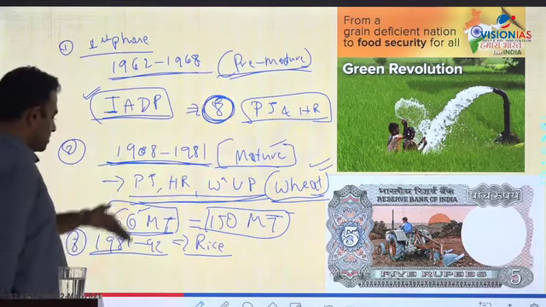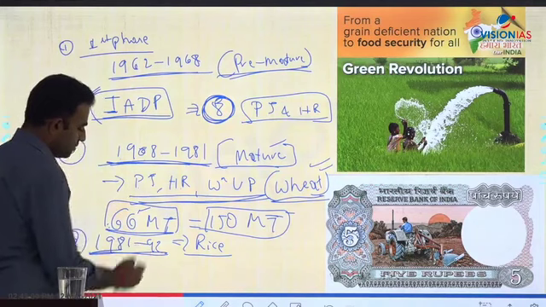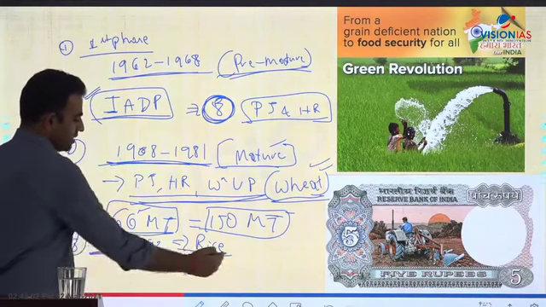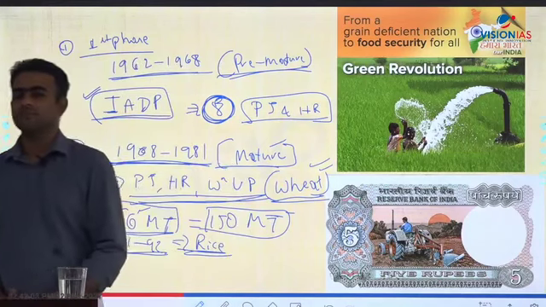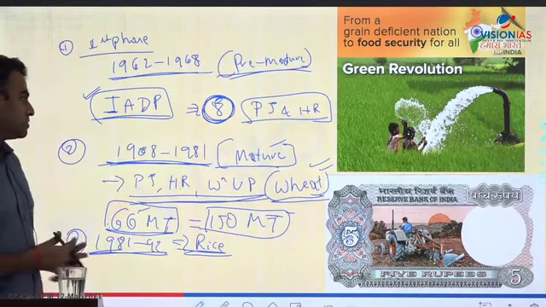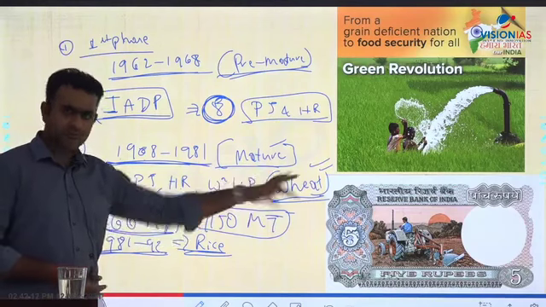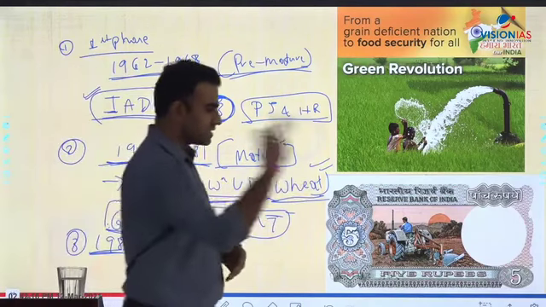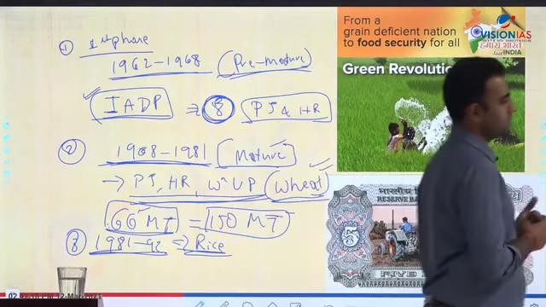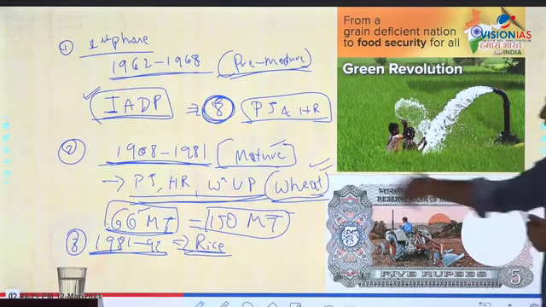So then we came to the third phase, which was between 1981 to 1992. That is when we targeted rice. Rice production, because यहाँ पर तो wheat था, बाद में यहाँ पर भी rice आया है. We started to do more research on rice. Rice के लिए कैसे conditions चाहिए, what are the inputs required, वो सारी चीजें हुईं. So then we targeted rice here.